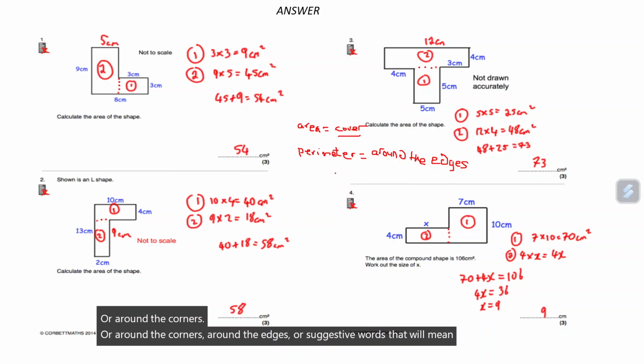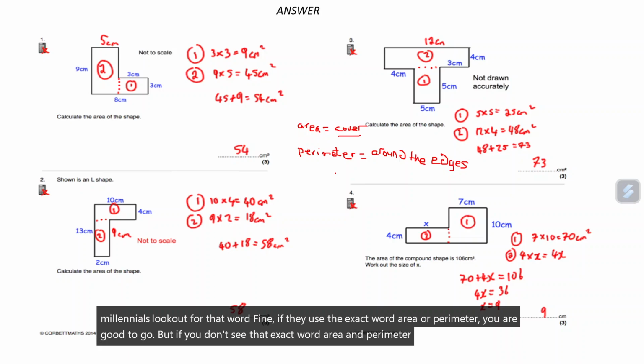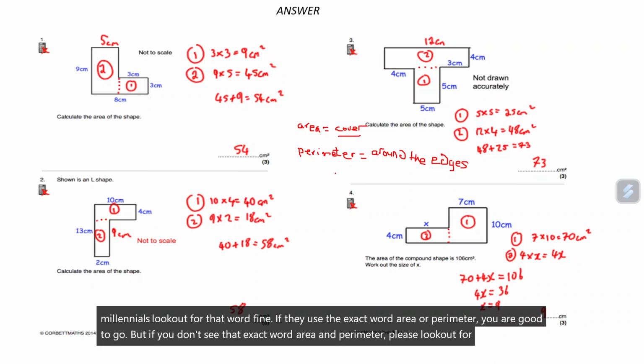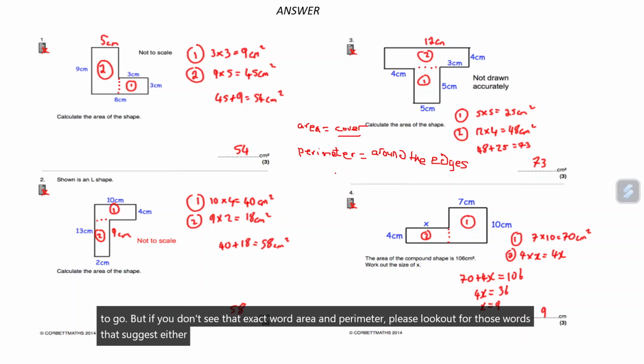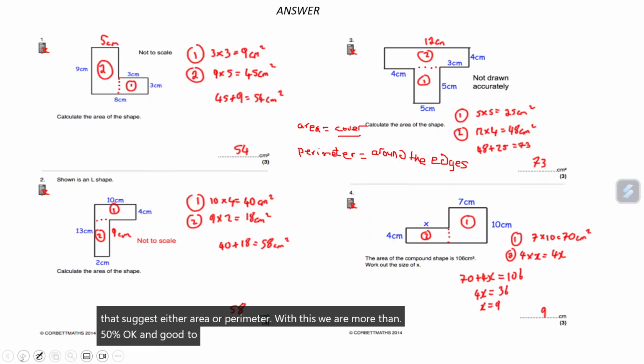Please, my learners, look out for those words. Fine. If they use the exact word area or perimeter, you are good to go. But if you don't see the exact word area or perimeter, please look out for those words that suggest either area or perimeter. With this, you are more than 50% okay and good to go and to get the desired grade.